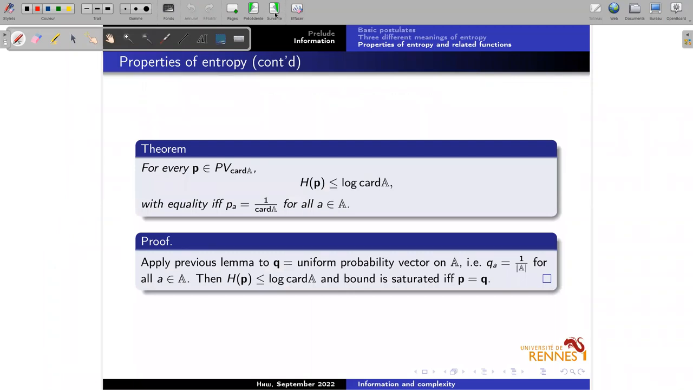So this will serve you to prove an upper bound on the entropy, because we have already the lower bound that is 0, and now we have an upper bound that is the logarithm of the cardinality of A. How do you prove this? You use the previous lemma with Q equal to the vector 1 over the cardinality of A for all a, that means the uniform probability. And when you plug this vector in the previous inequality, you get immediately this upper bound. And this will be an equality if and only if P is equal to the uniform vector over A. So the maximal entropy is the logarithm of the cardinality of A.